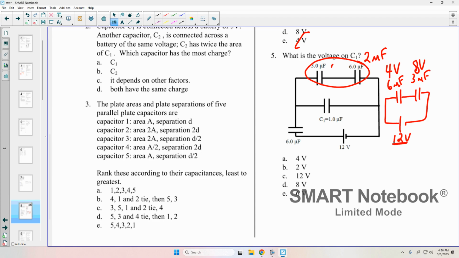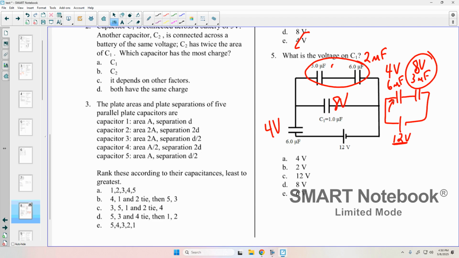Now I want to know the voltage on C1. Well, if I know that this is 8 volts right here, that means that this is also 8 volts. So I can stop right there. I have 8 volts on that one. I also know that this one is 4 volts. That's the same as this capacitor.